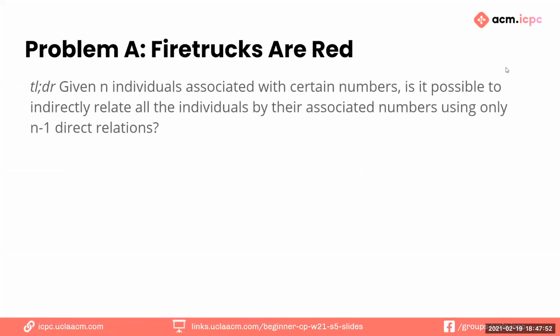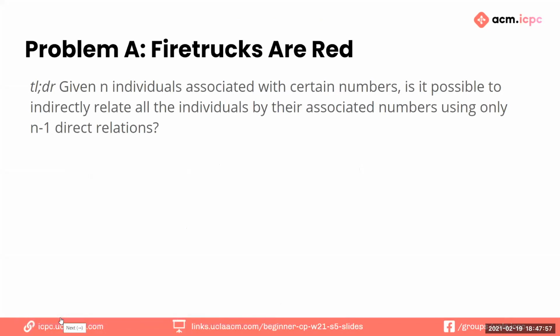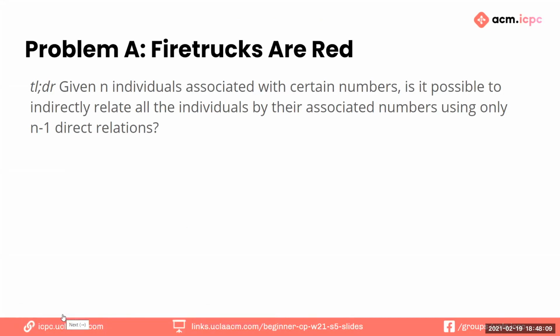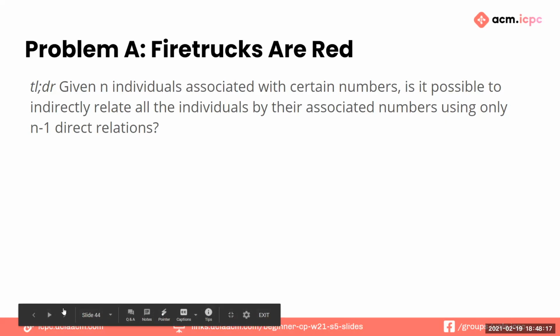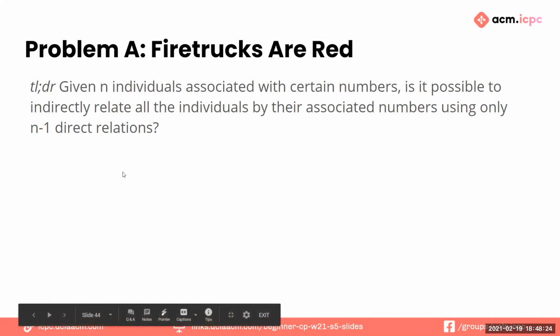Okay, so just a general summary of the problem. You're given n individuals and they're associated with certain numbers, and you're asking, is it possible to indirectly relate all the individuals by their associated numbers using only n-1 direct relations? A direct relation would mean if I was associated with the number 2 and someone else was associated with the number 2, then we're directly related. Is it possible to relate everyone in this giant relation of numbers?